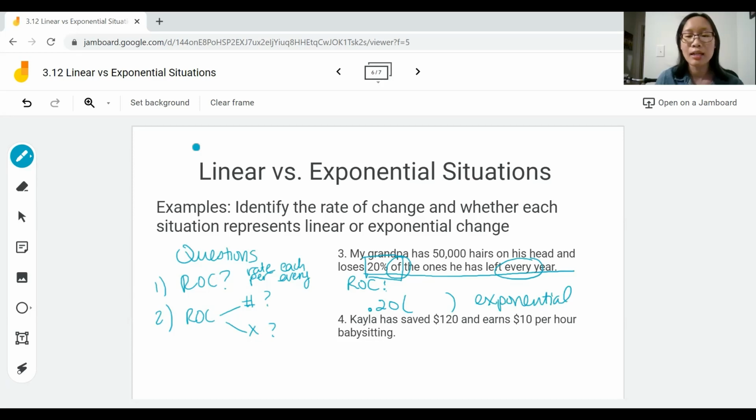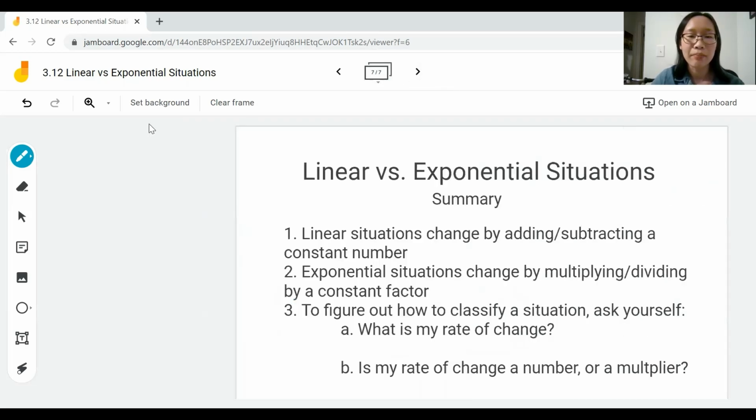Finally, we have Kayla has saved $120 and earns $10 per hour babysitting. So I see the keyword per hour. So this tells me my rate of change is $10 per hour. And is it a number or is it a multiplier? Well, this $10 is just a number. So this tells me that this is a linear situation because every time I add an hour, I'm going to make $10 more. Let's summarize.